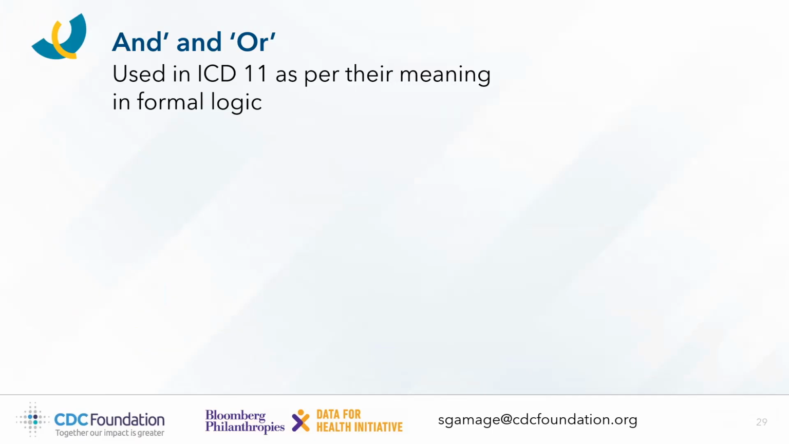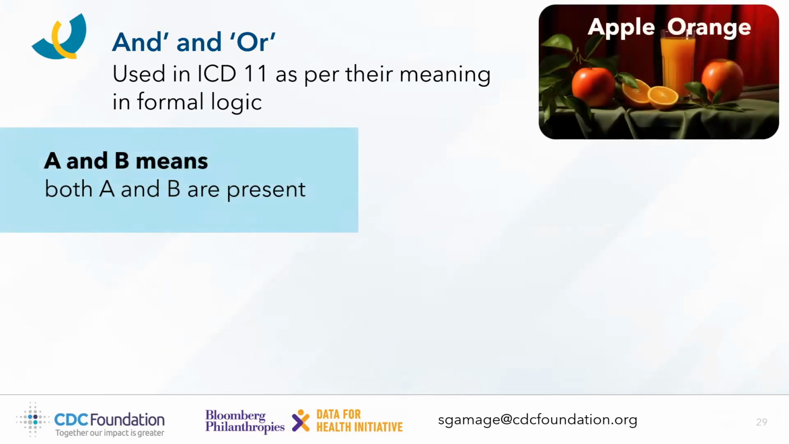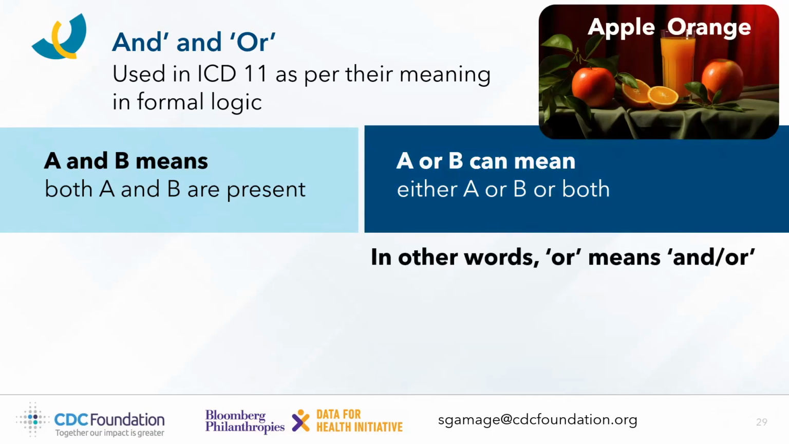Another convention: AND and OR are used in ICD-11 as per their meaning in formal logic. A and B means both A and B are present. A or B means either A or B or both. In other words, OR means and/or. A and B means both A and B are present. A or B can mean either A or B or both.